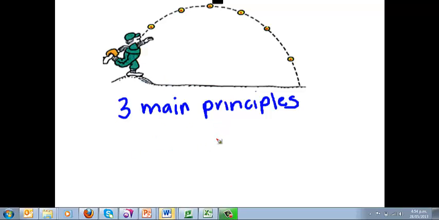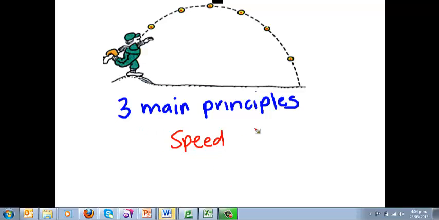Alright, our second principle is speed. Okay, speed of release is our second main principle of projectile motion. If we don't put much force onto the projectile, it isn't going to go that far. However, if we apply a greater force on our projectile, it's going to go a greater distance.